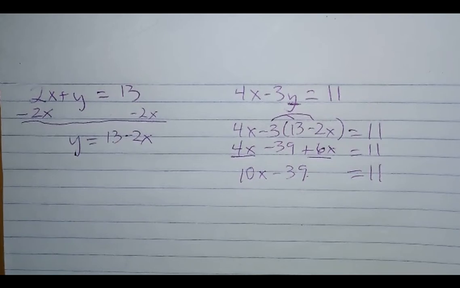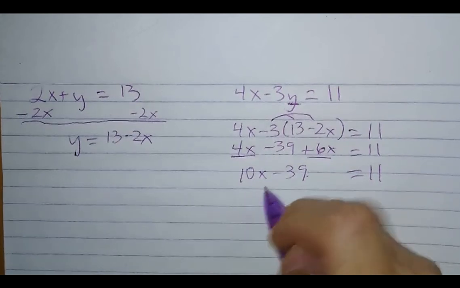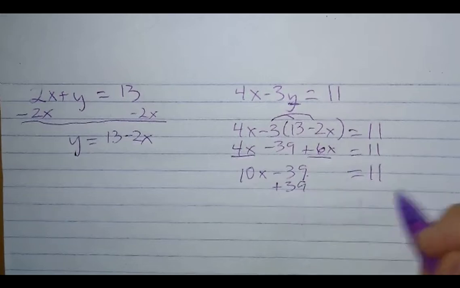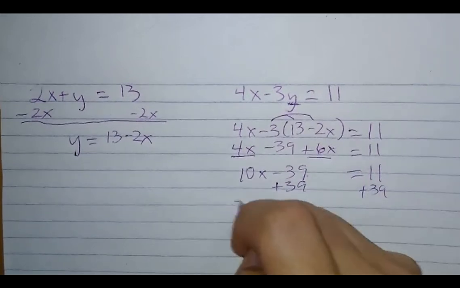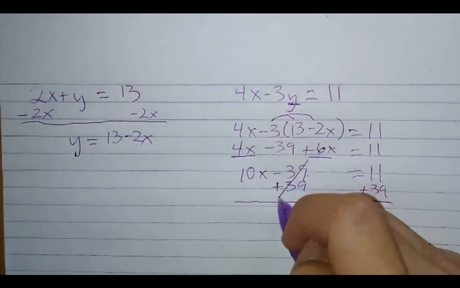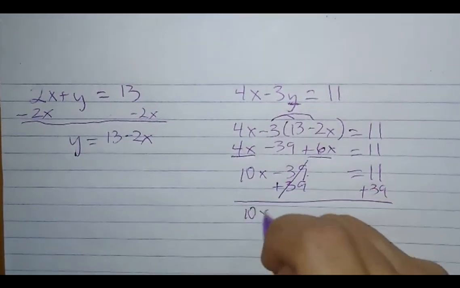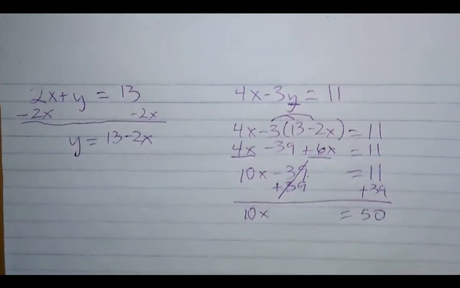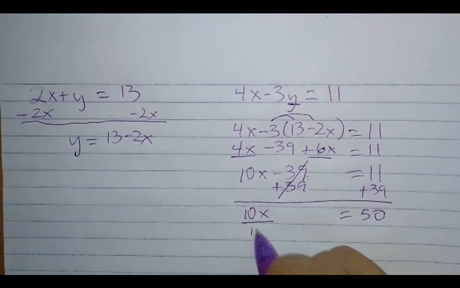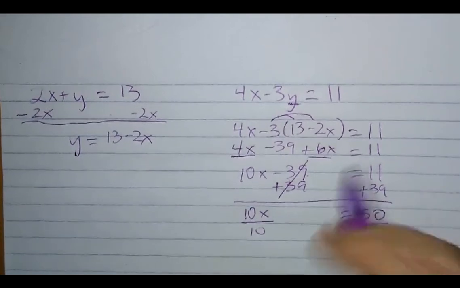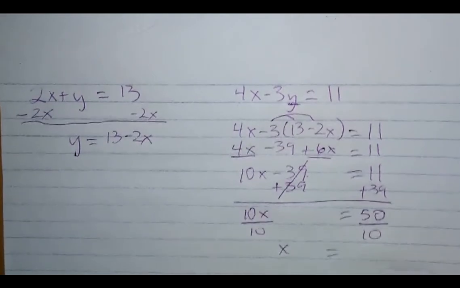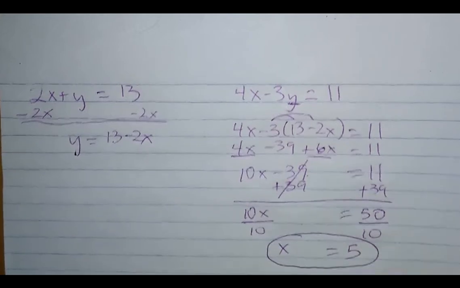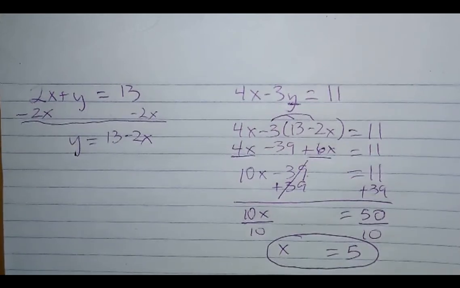Now we just get x by itself. We need to get 10x by itself. We need to get rid of the minus 39. Add 39 to both sides. That's gone. 10x equals 50. Now we just get x by itself. Divide. Undo the multiplication. Okay, so we found our first answer. X is equal to 5.